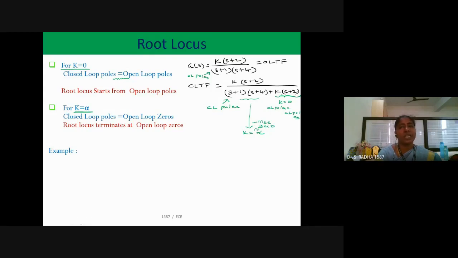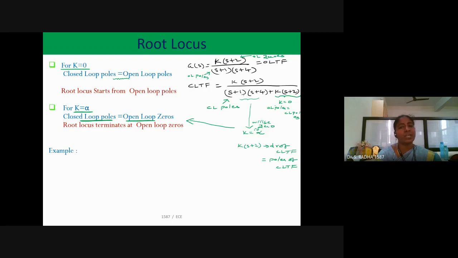If K equal to infinite, then K into (s plus 2) will be there. That is the denominator of the closed loop transfer function, which means these are the poles of the closed loop transfer function. You can check that with the open loop numerator, where we have the same thing. This is open loop zeros. Hence, open loop zeros and closed loop poles are equal when you put K equal to infinite.